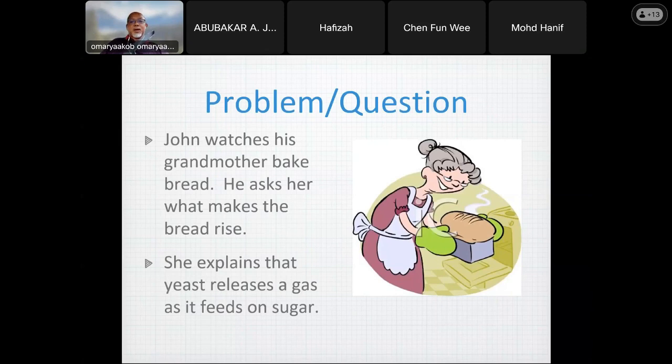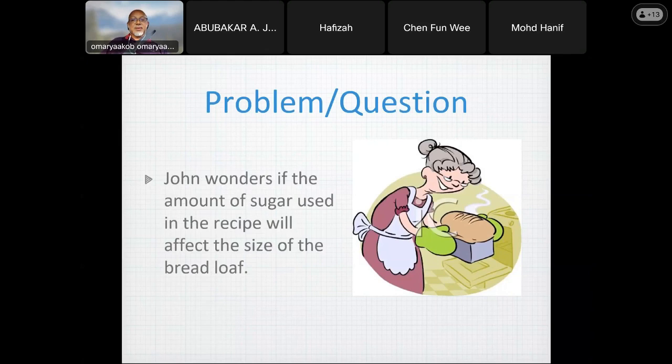Okay, now there is this boy named John. He watches his grandmother bake bread. He asks her what makes the bread rise. She explained that yeast releases a gas as it feeds on sugar. John wonders if the amount of sugar used in the recipe will affect the size of the bread loaf. So he is curious to know.